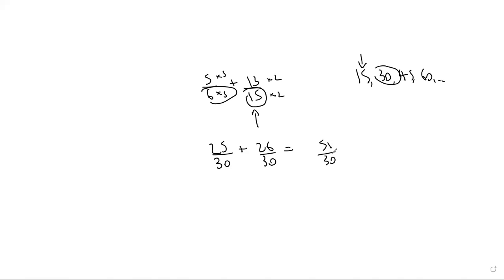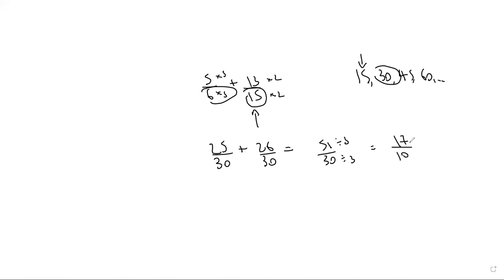Oh yeah, okay. 17 times 3 is 51. Oh, good, so it is reducible. We can take a 3 out of this. Okay, for some reason it looked reducible. So divide by 3, and you get 17 over 10.